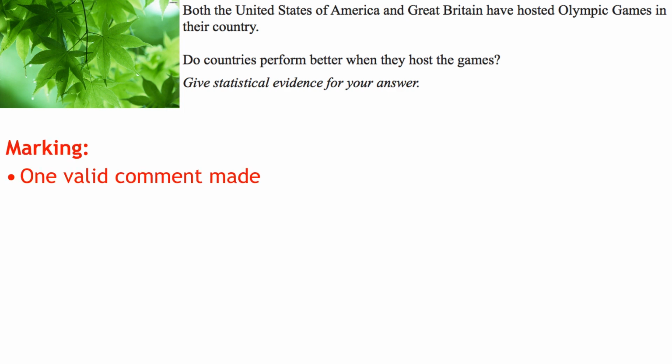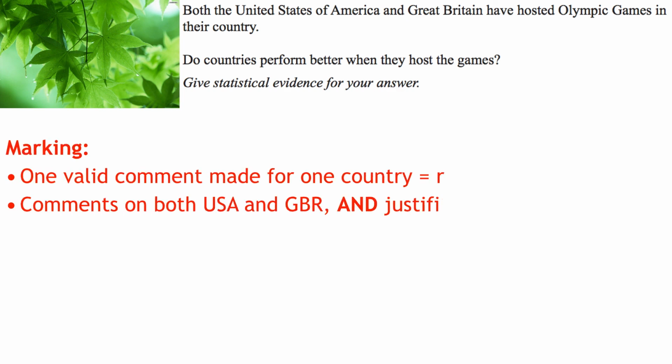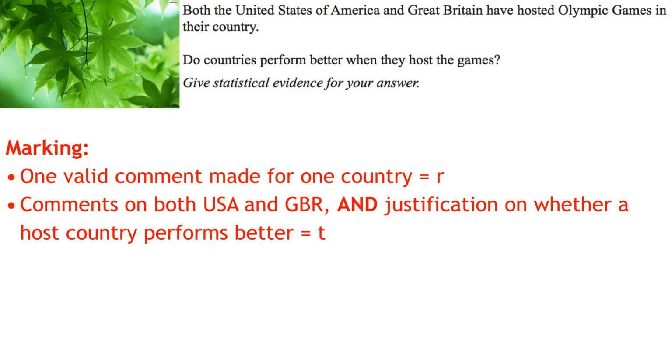So how does the marking for this go? Well, one valid comment gets you an R, a merit level. If you've commented on both the US and Great Britain and you have justified whether the host country performs better, then that gets you a T, which is our excellence.